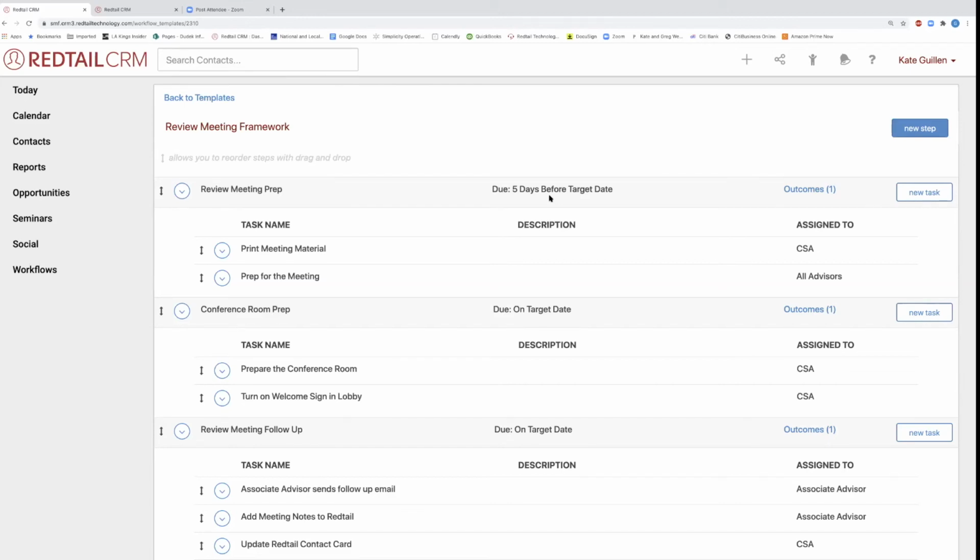So for the sake of this example, let's build a review meeting workflow. So I'll use another example. A wise Redtail trainer, Haley, gave me this example as I began my workflow writing journey. And I use it as an example with a lot of firms. I get giggles, but it makes sense. It helps make sense of what we need to be doing for second, third, and fourth.